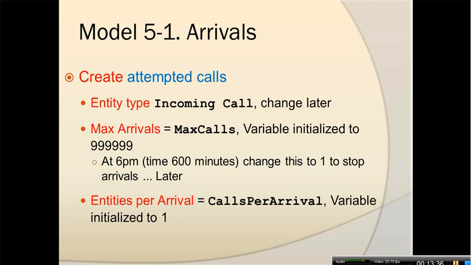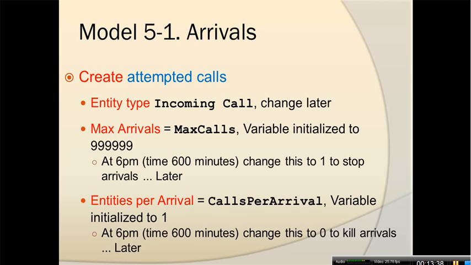So let's see. We also will change this at 6 p.m. or 600 minutes. We'll change this to 0 to kill arrivals, and we'll discuss it more later in this model. So let's go ahead and start modeling.